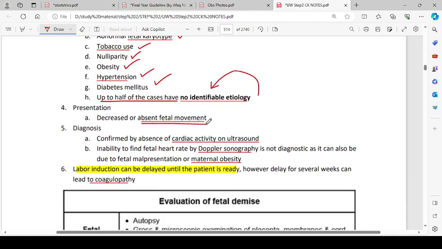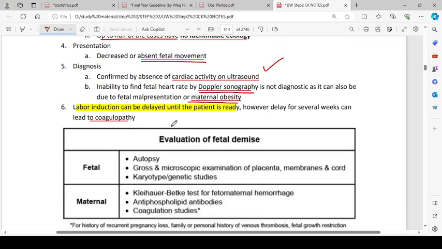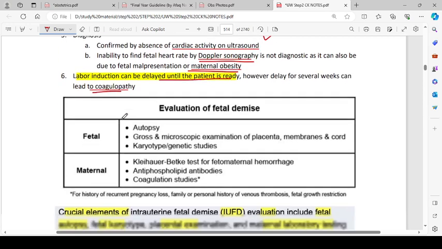Presentation, decrease or absent fetal movement. Diagnosis, confirmed by absence of cardiac activity on ultrasound. Inability to find fetal heart rate by Doppler sonography is not diagnostic as it can be due to fetal malpresentation or maternal obesity. Labor induction can be delayed until the patient is ready. However, delay for several weeks can lead to coagulopathy.